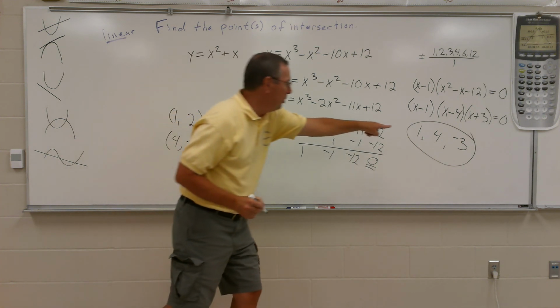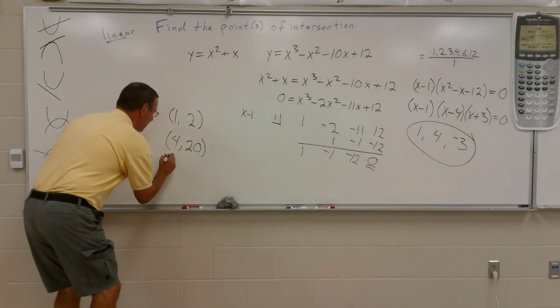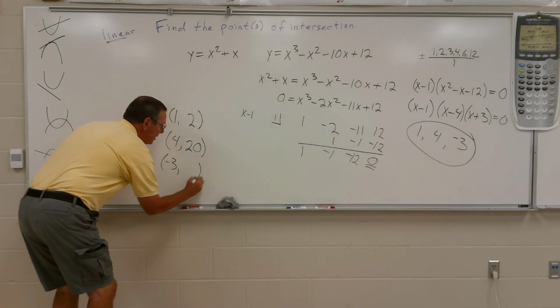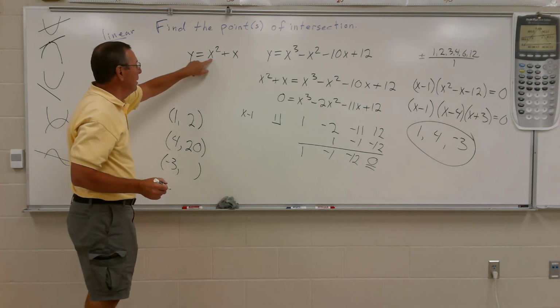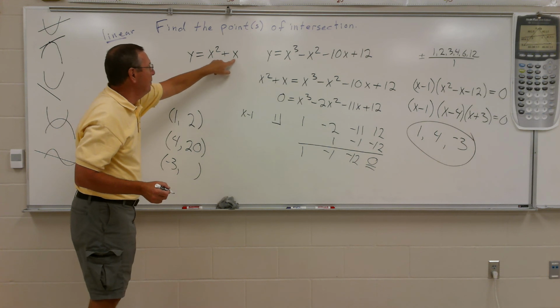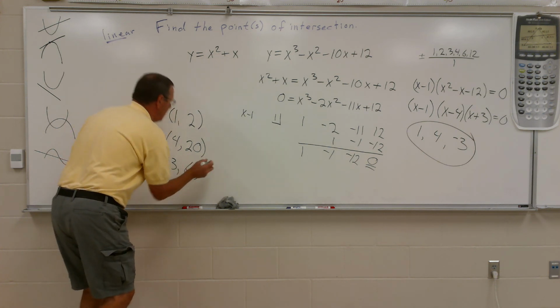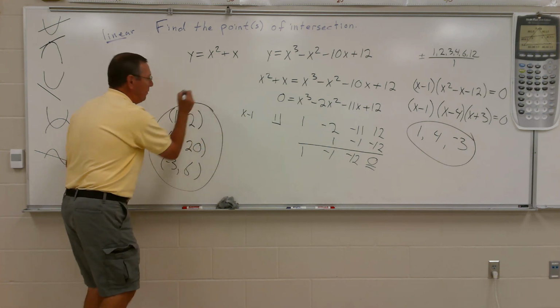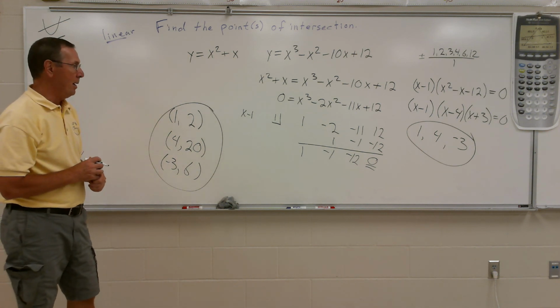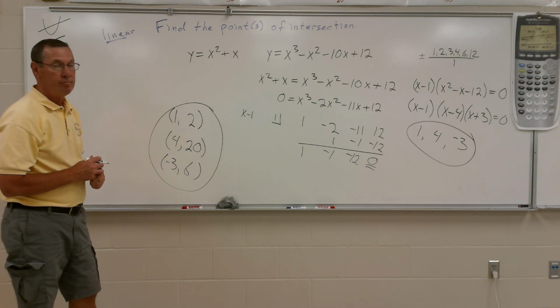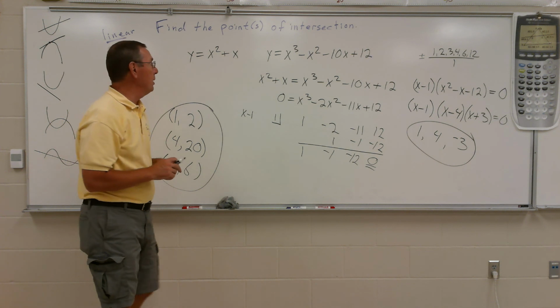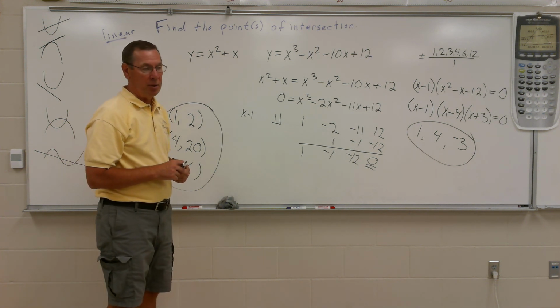My x number could be a negative 3. I'll put it in for that x. Negative 3 times negative 3 is 9. 9 plus a negative 3 would be 9 minus 3 is 6. There's my 3 points of intersection, my x number and my y number. That's what we're doing here with this homework number 31.